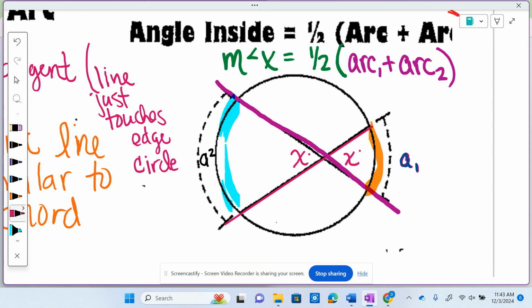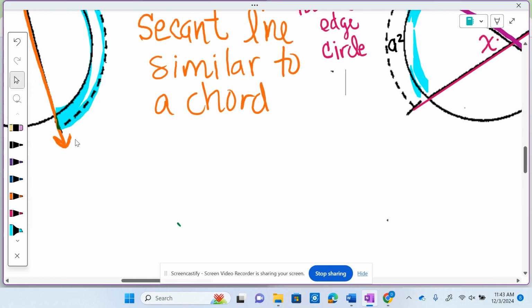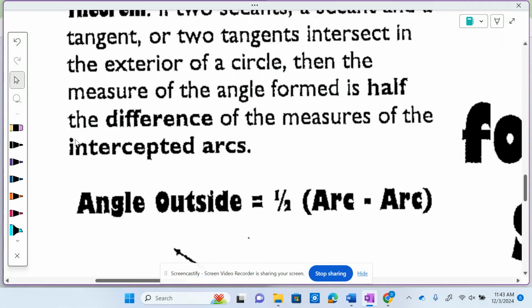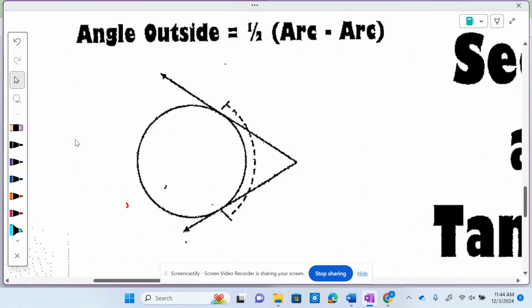So the first theorem is about a secant and a tangent. Our second theorem is about two secants. And our third theorem is about two secants, a secant and a tangent, or two tangents, if they intersect in the exterior of the circle. Are you good with that? Everybody good with this? I can go down? So if we have two lines, whether they're tangents or secants, if they intersect in the exterior of the circle, it always looks like an eyeball picture to me, then the measure of the angle formed is half of the difference of the measure of the intercepted arcs.